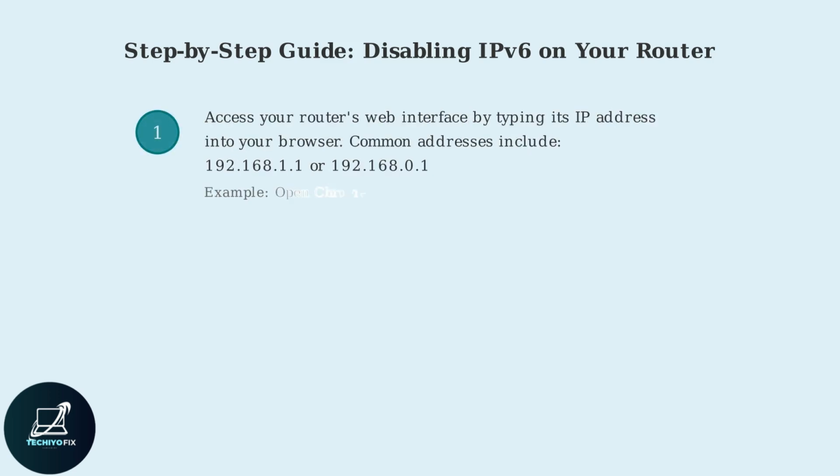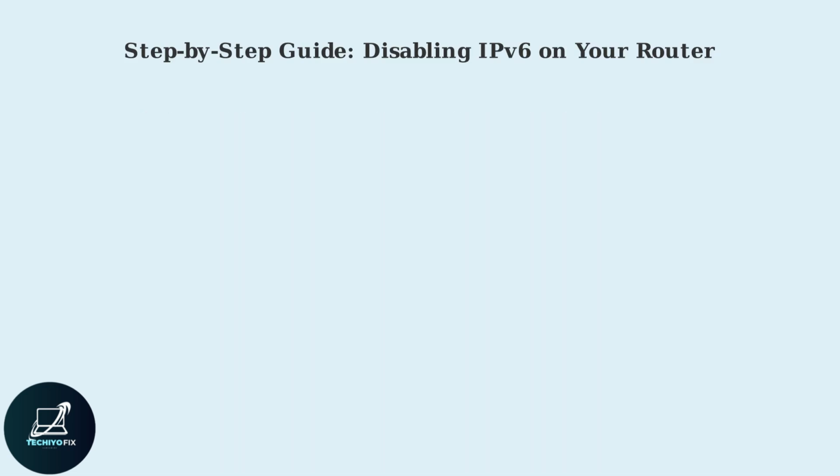Let's walk through the steps to disable IPv6 on your router. I'll show you exactly what to do, with examples from common router interfaces. First, access your router's settings page. Most routers use 192.168.1.1 or 192.168.0.1 as their default IP address. Just type this into your web browser's address bar.